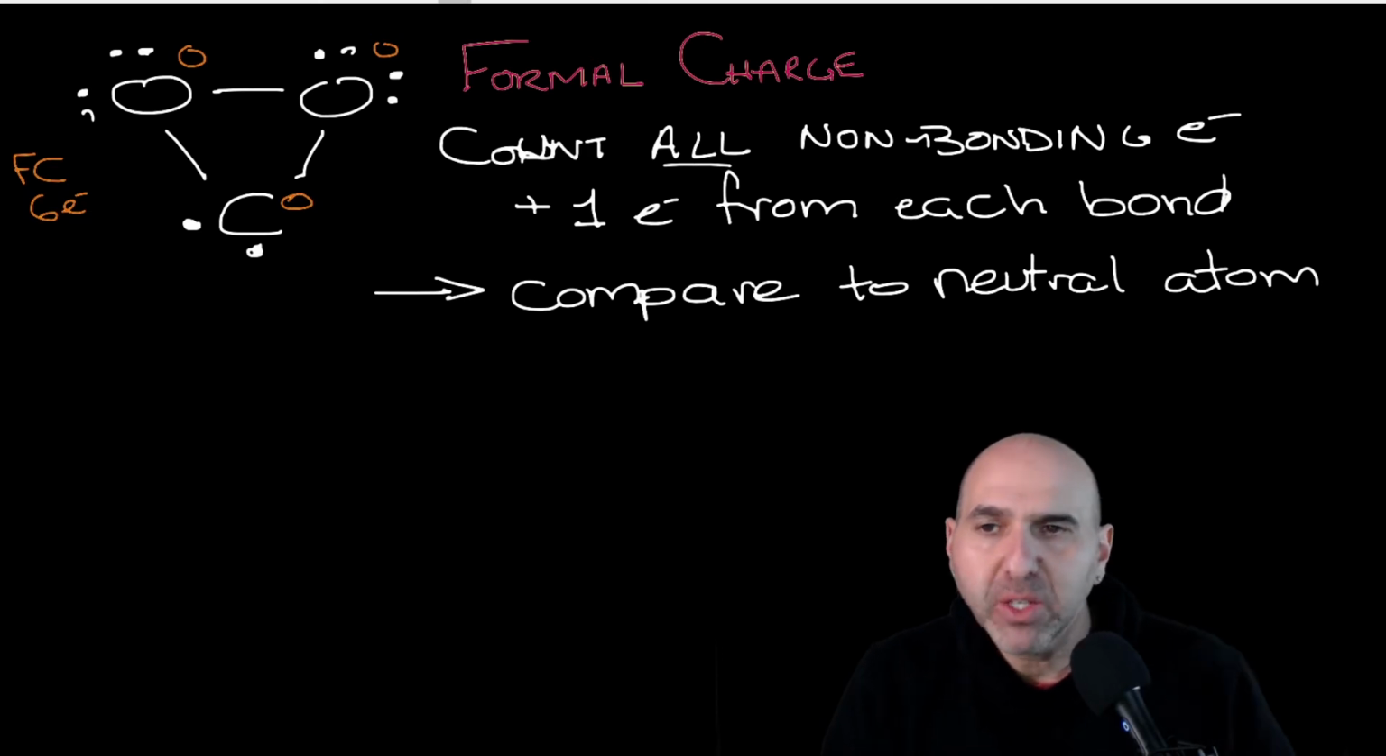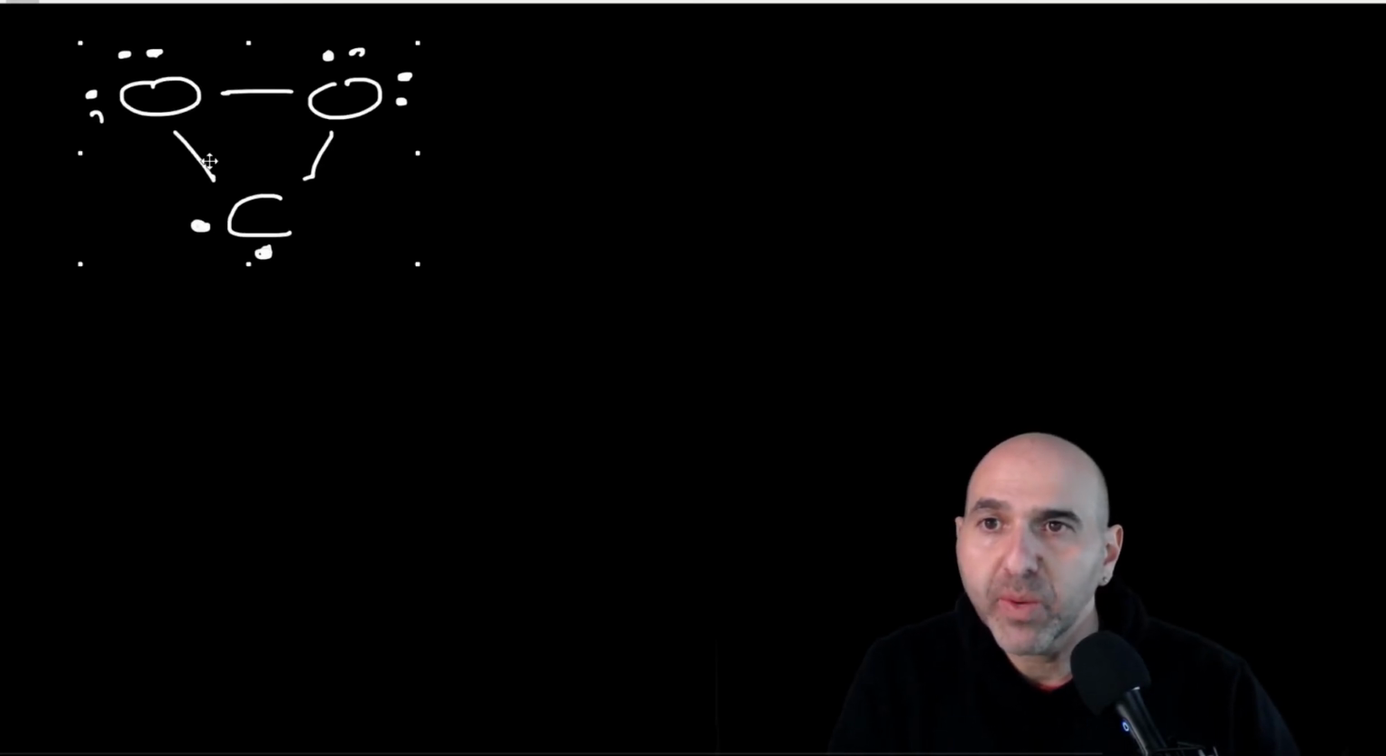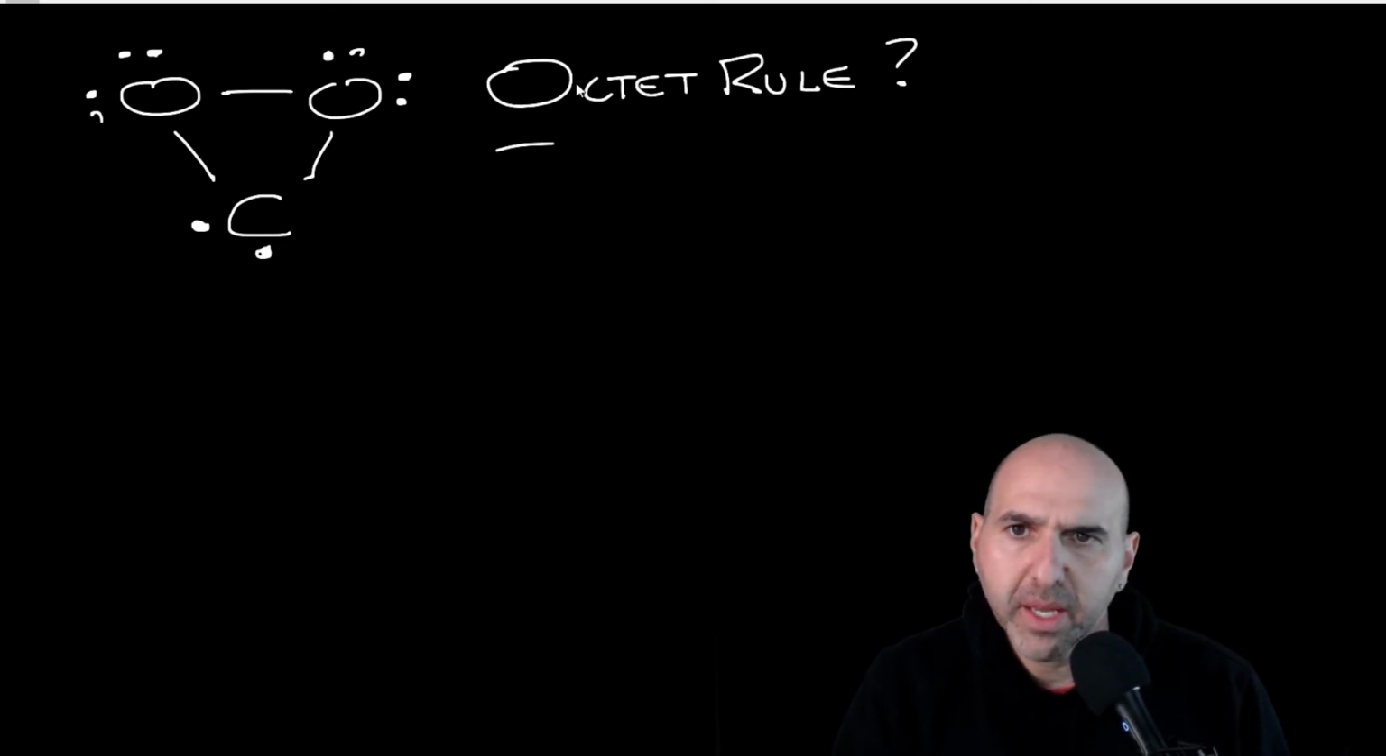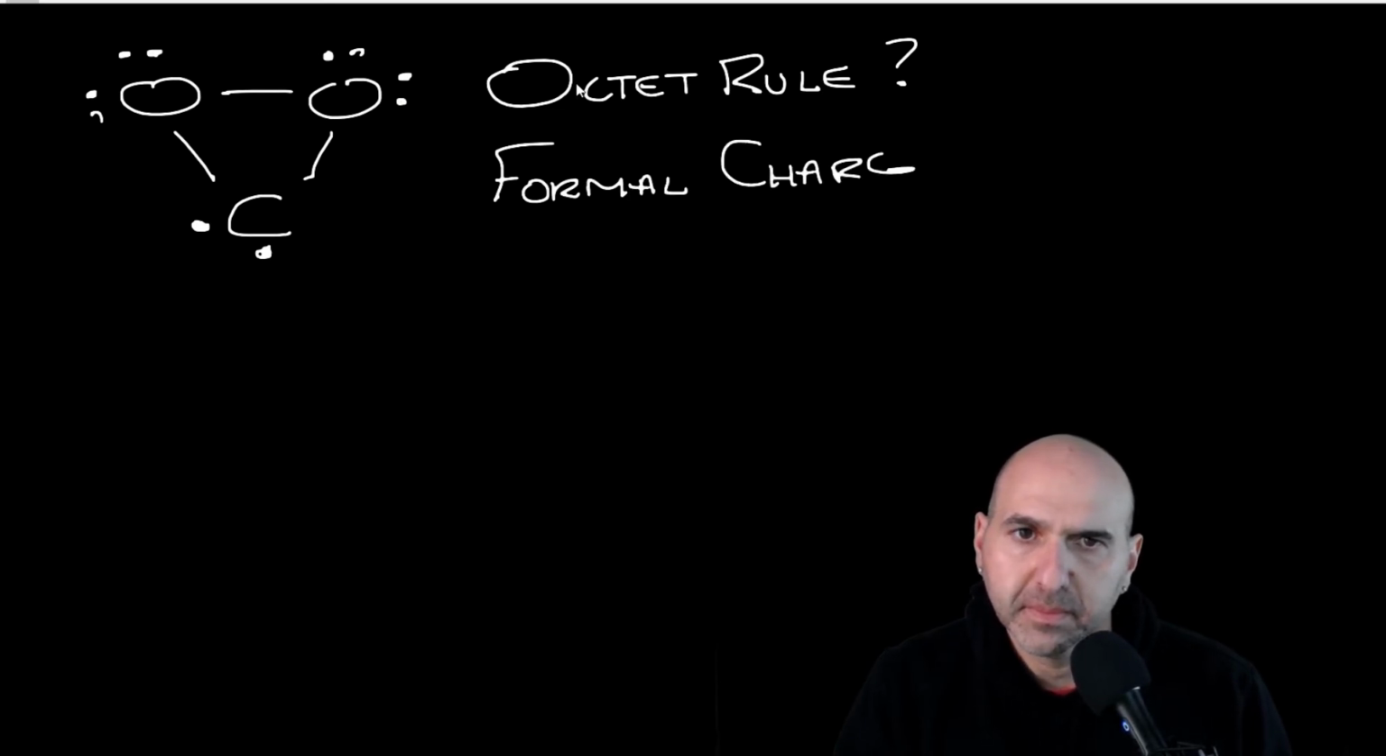So when we are evaluating this structure, those are the two things we have to check: octet rule, yes or no, and then formal charge. So we saw for this molecule, formal charge, yep, it's good. But octet rule, bad, right? The carbon has an incomplete octet, so then we can say this is not a valid structure.